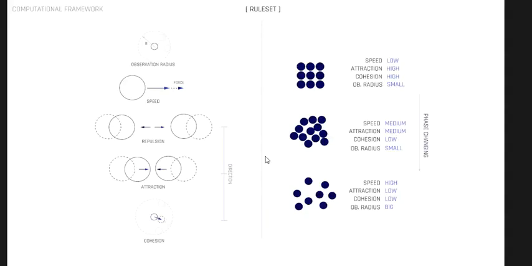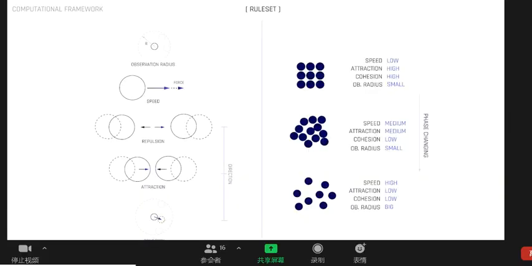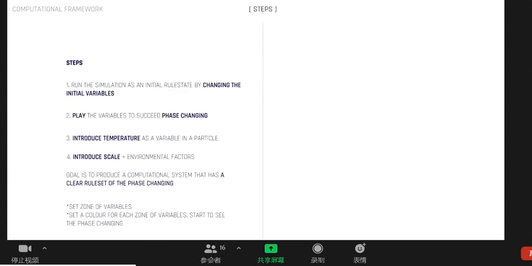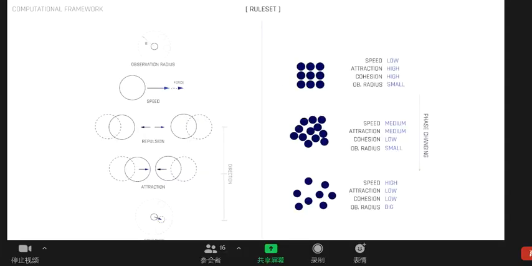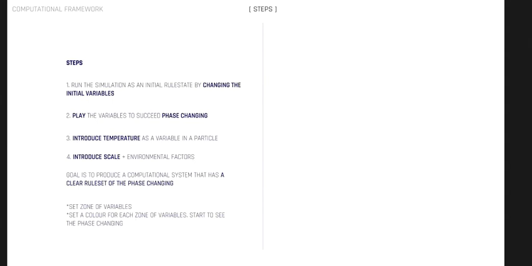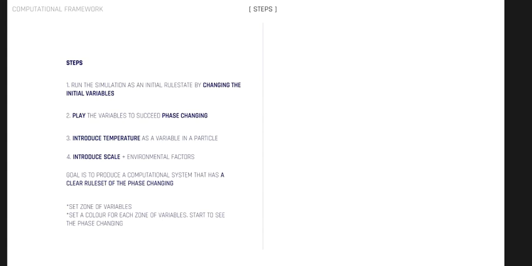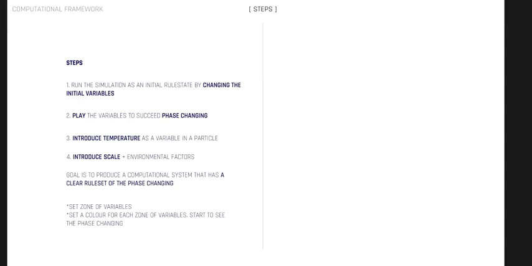Temperature is definitely a variable that we should introduce. Yeah. This is actually what we say here, that the steps could be to run the simulation first by changing these initial variables that we set here, play the variables to succeed phase changing, and then introduce the temperature as a variable in a particle. Then we should go further and introduce scale and environmental factors to succeed this phenomena that we called before.